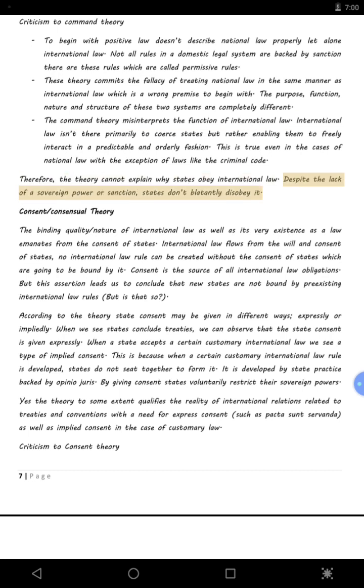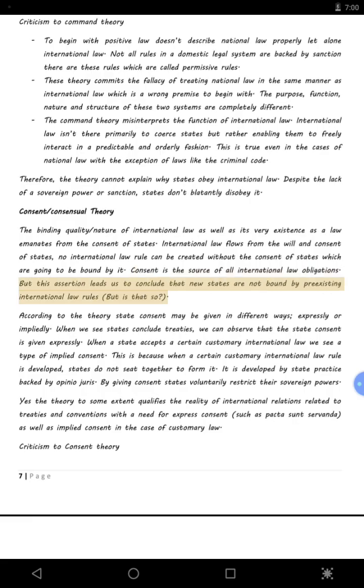Despite the lack of a sovereign power or sanction, states don't blatantly disobey it. Consensual theory: the binding nature of international law, as well as its very existence as a law, emanates from the consent of states. International law flows from the will and consent of states. No international law rule can be created without the consent of states which are going to be bound by it. Consent is the source of all international law obligations.